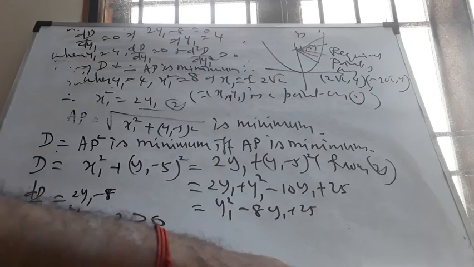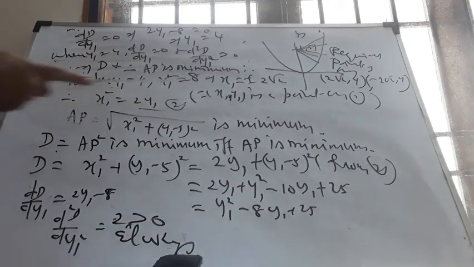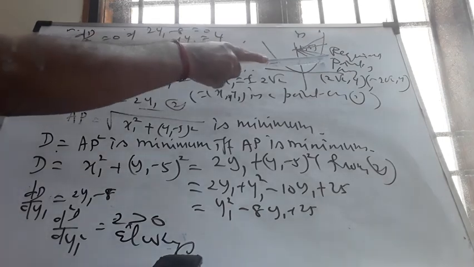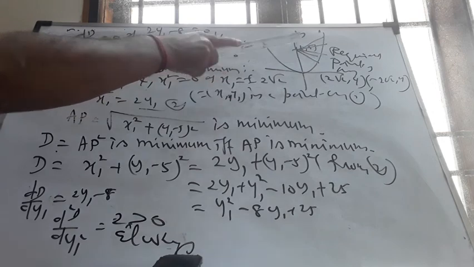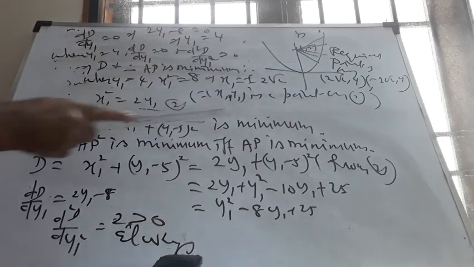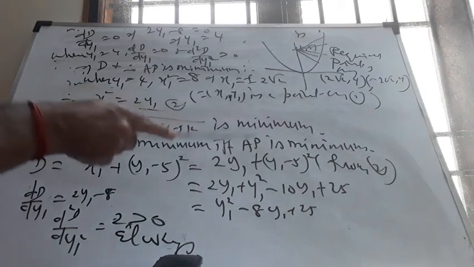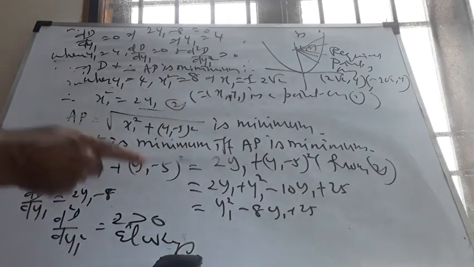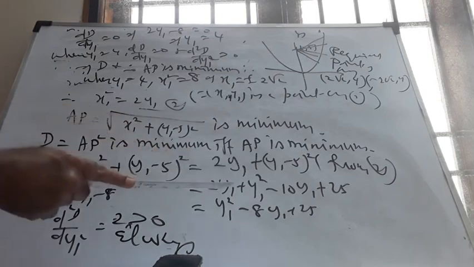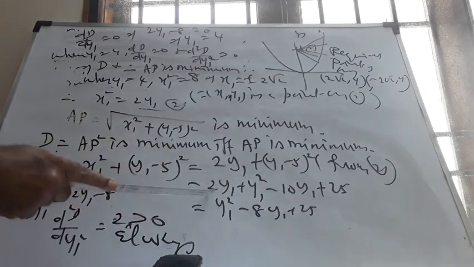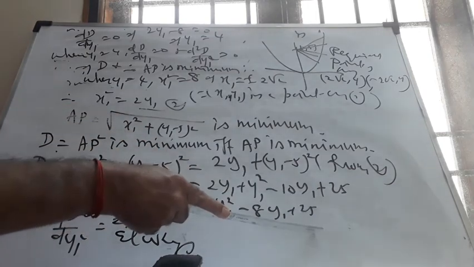Let me repeat the whole process. I take the point to be (x1, y1). It's a point on the curve, therefore it satisfies the equation of the curve. Apply the AP distance, that is (x1 minus 0) whole square plus (y1 minus 5) whole square. This has to be minimum. I take the square to avoid the square root in the derivative. This is minimum if and only if AP is minimum. Since x1 square is 2y1, this becomes y1 square minus 8y1 plus 25.